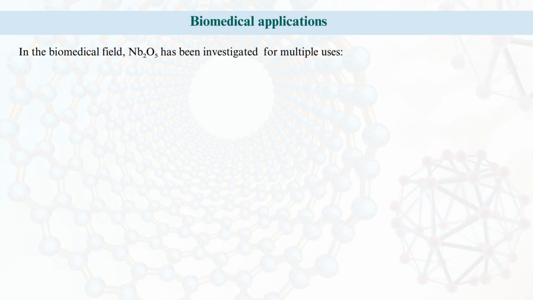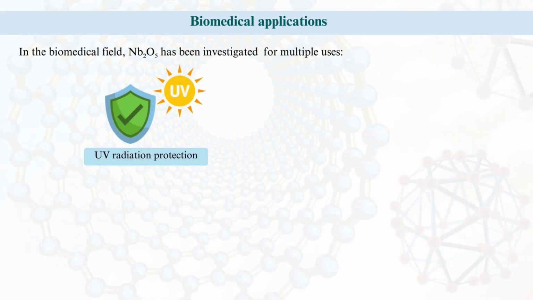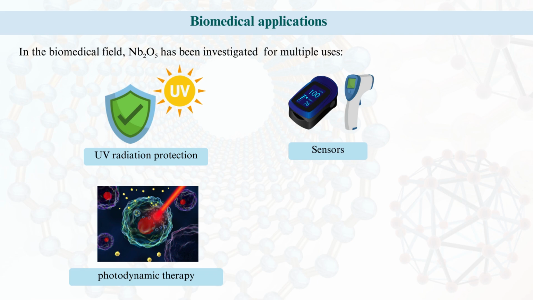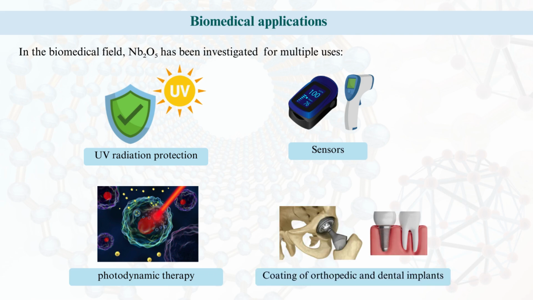In the biomedical field, niobium pentoxide has been investigated for multiple applications including UV radiation protection, photocatalysis for the degradation of organic compounds, sensors, photodynamic therapy, and coating of orthopedic and dental implants. Recent research also evaluates its potential for controlled drug release, imaging, and tissue engineering. However, challenges remain regarding its cytotoxicity and potential inflammatory effects.